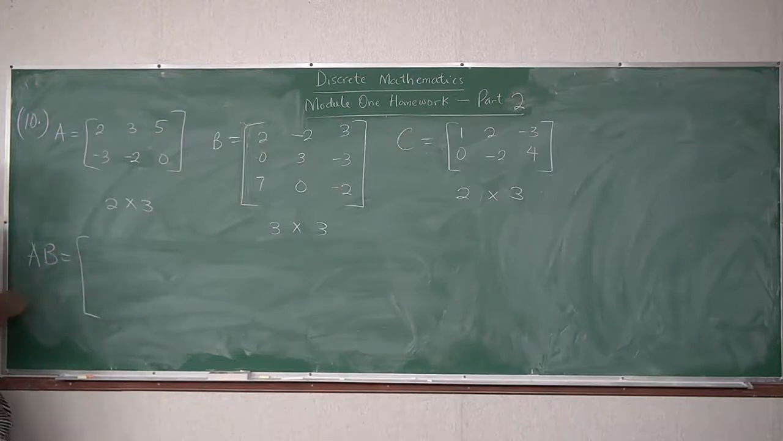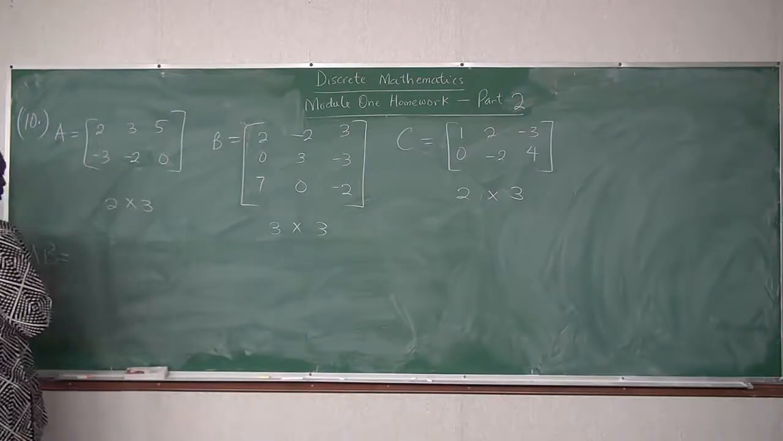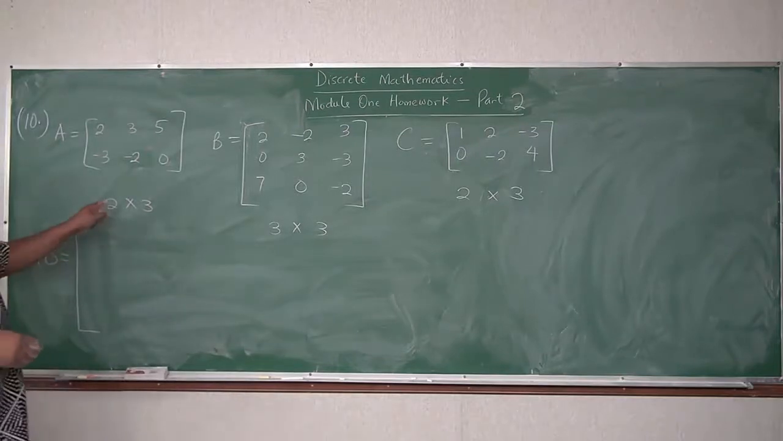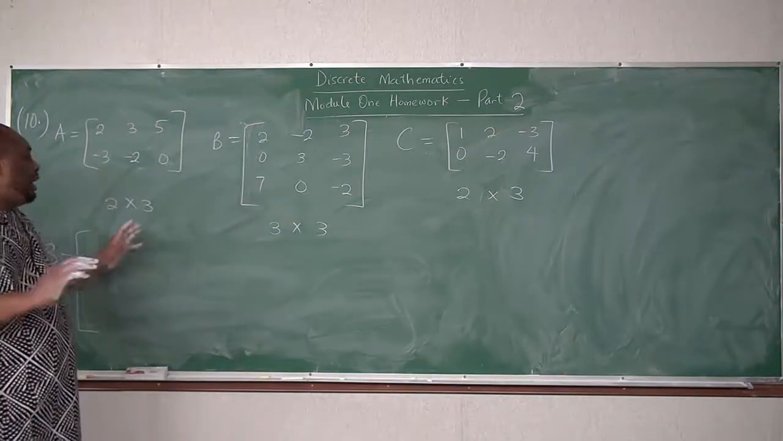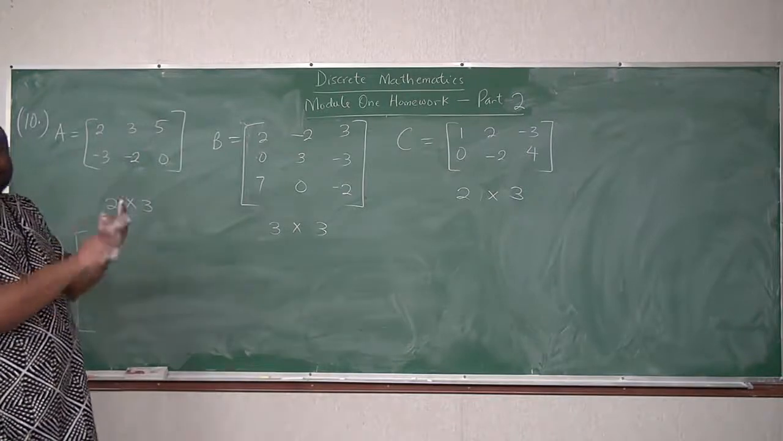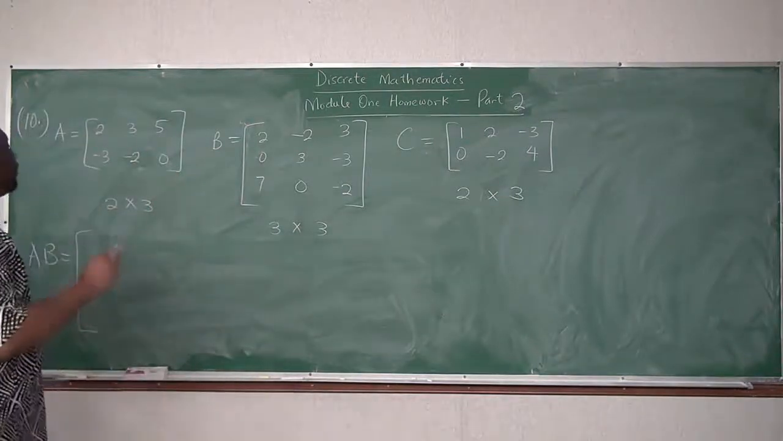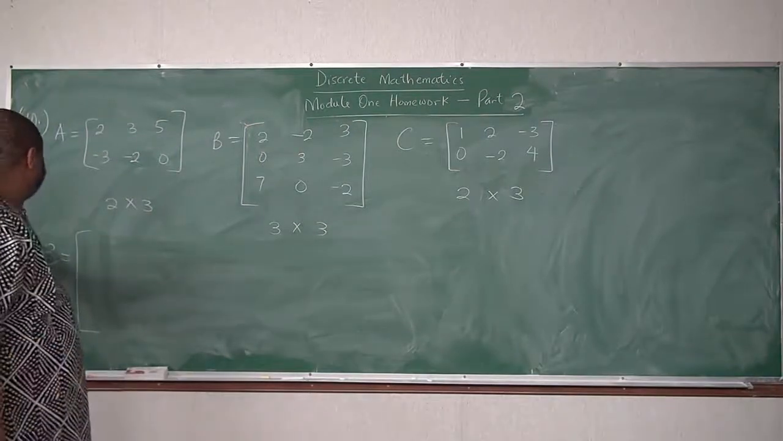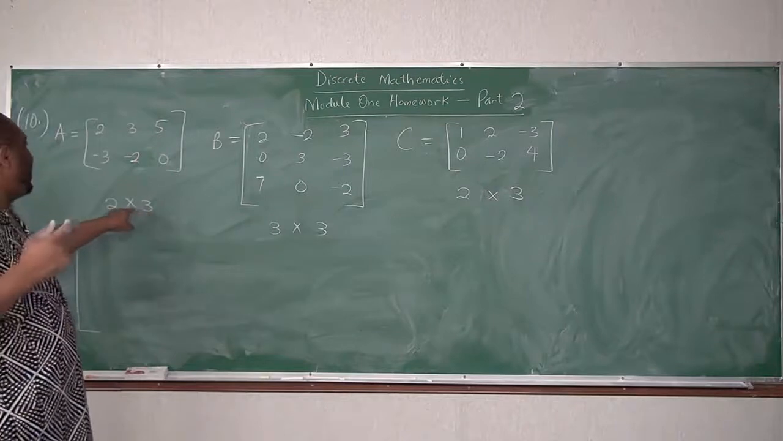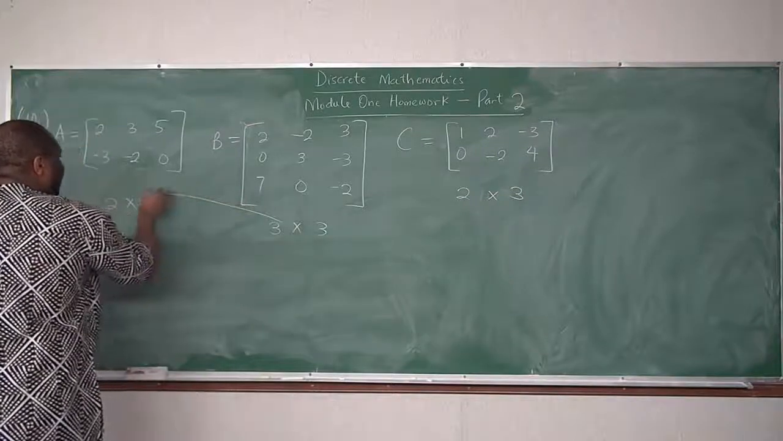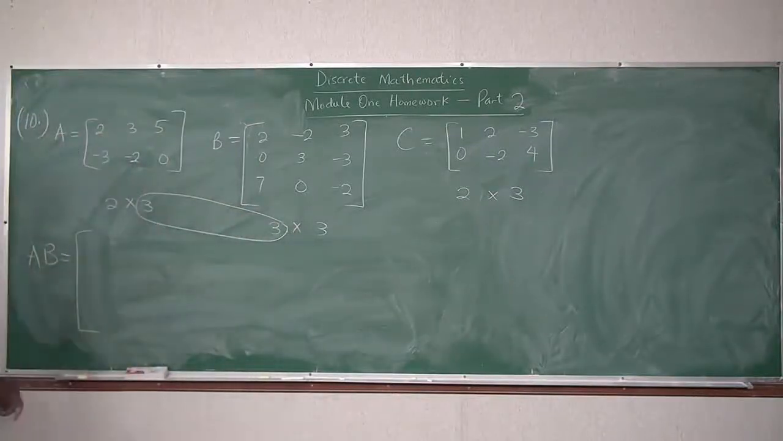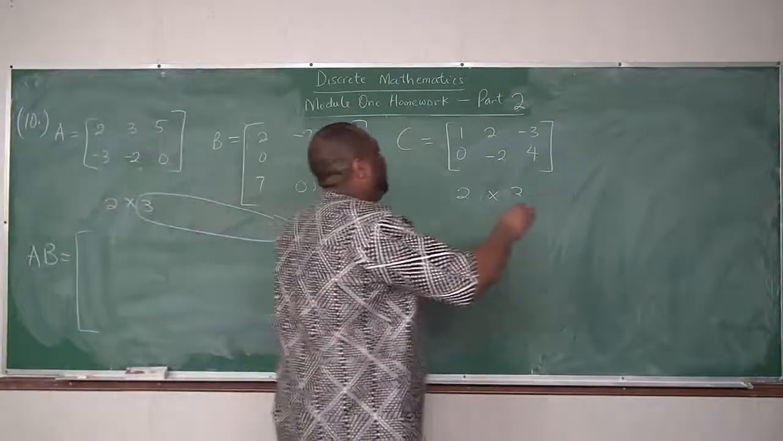This is multiplication of matrices. I have already listed notes and videos on multiplying matrices. So for two matrices to multiply, like you have AB, the number of columns of A should be equal to the number of rows of B. That means they can multiply.